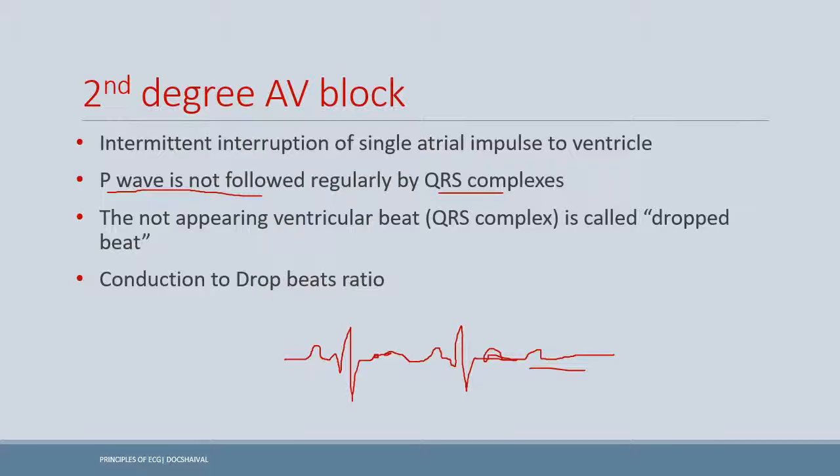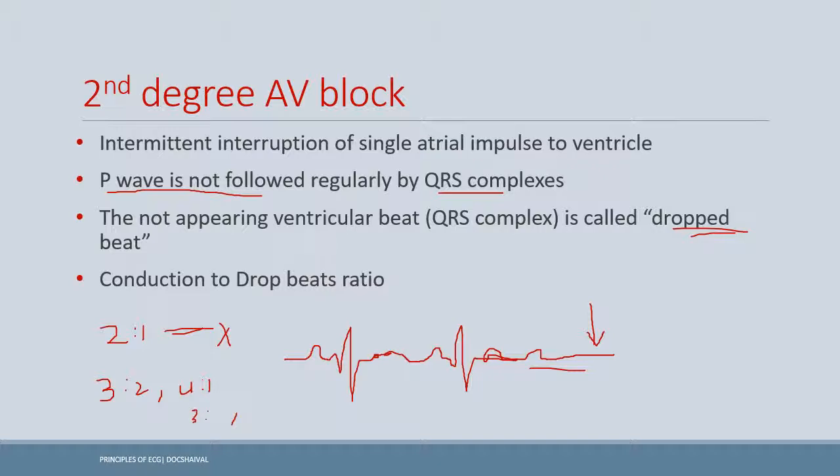And this phenomenon, that there is no ventricular beat or QRS complex, is called a drop beat. Some people do take out the ratio between the conduction to the drop beats, so we have 2:1 conduction. Usually we should avoid this. I have written it by mistake. We should avoid the 2:1 because it is a separate entity, and I will tell you why. So we can have something called 3:2, 4:1, even 3:1.